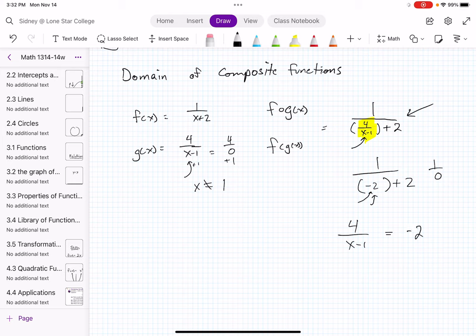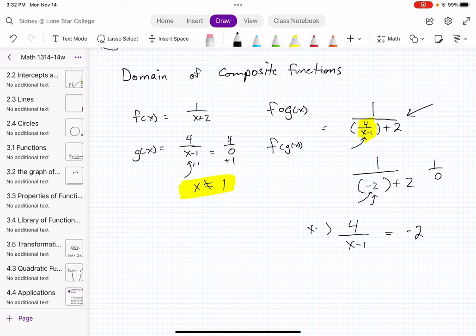That's the relevant question. Because whatever makes that g function negative 2 is also going to blow up this composite function. So we already know that it can't be x equals 1. X cannot equal 1, but we also need to know about this second piece right here. Anything that would make it negative 2 would blow this up. So I need to solve this. 4 over x minus 1 equals negative 2.